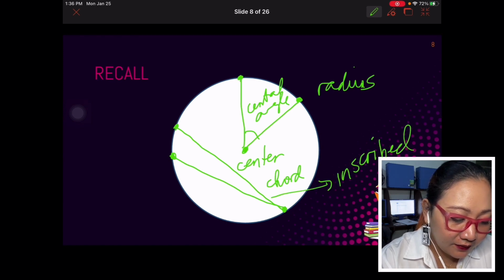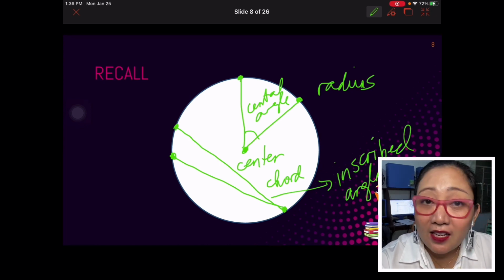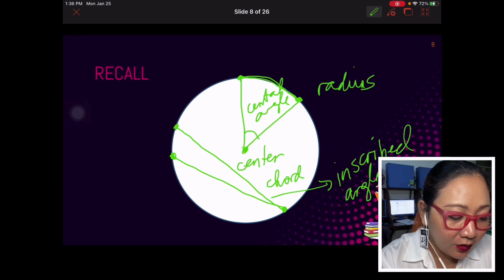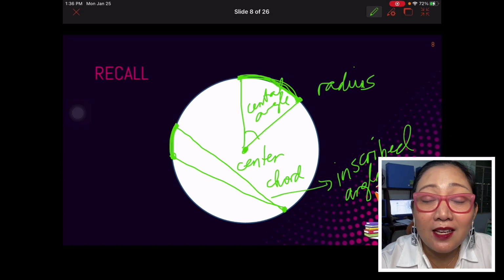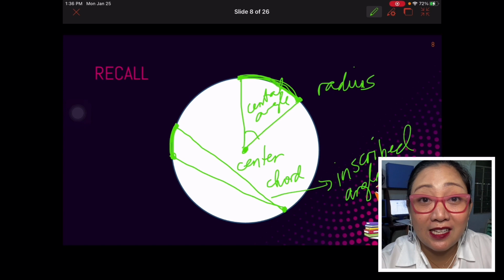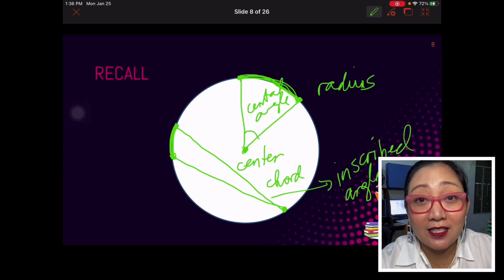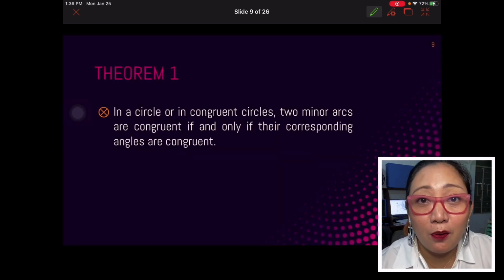angle. Okay? So, for these angles, yung part po ng circle na kanilang nai-intercept, ito po, at saka itong part na ito, yan po yung tinatawag natin na arcs. Okay? So, yun na po yung mga basic things natin na kailangang matandaan or yung basic concepts with circles. Okay? So, now let's proceed to learning our theorems.